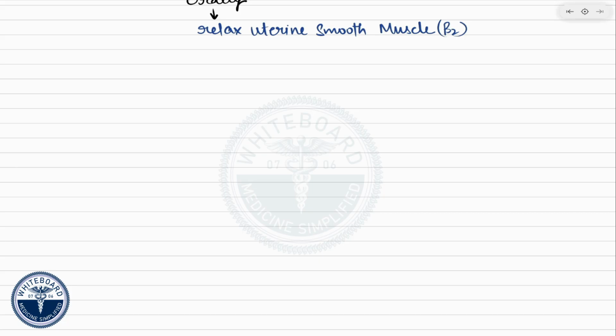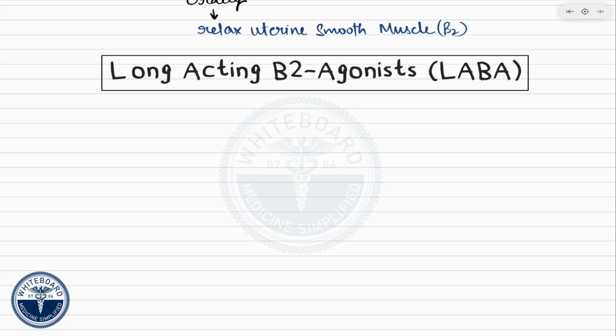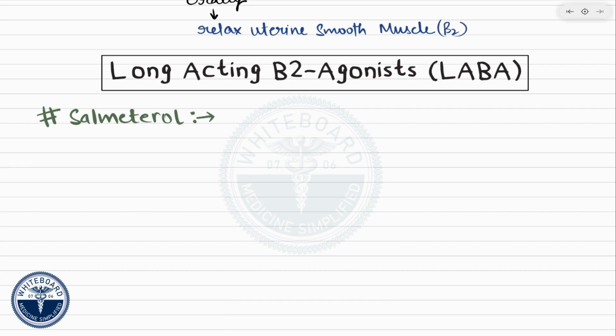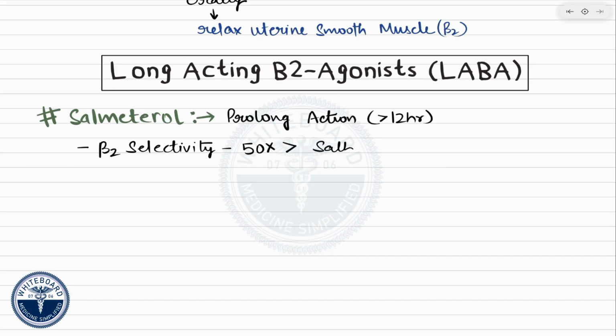Now let's move on to the long-acting beta-2 selective adrenergic agonists, beginning with Salmeterol. Unlike salbutamol and terbutaline, which provide rapid but short-lasting bronchodilation, Salmeterol is a highly lipophilic beta-2 selective agonist with a prolonged duration of action of more than 12 hours. In addition, its selectivity for beta-2 receptors is approximately 50 times greater than that of salbutamol, allowing it to produce sustained bronchodilation with relatively few cardiovascular adverse effects.